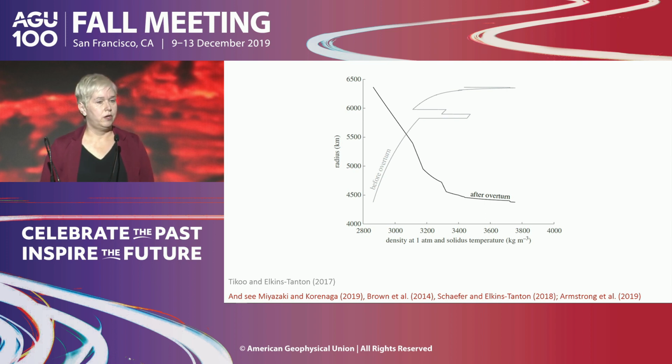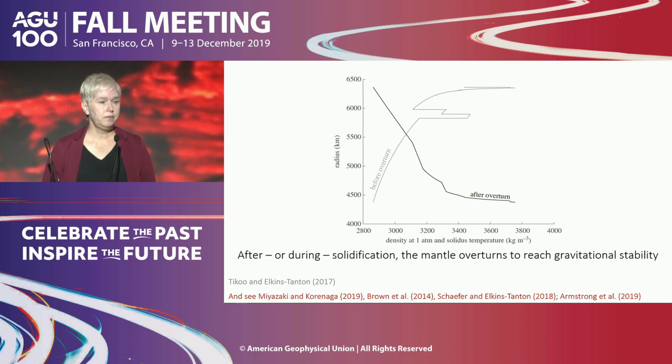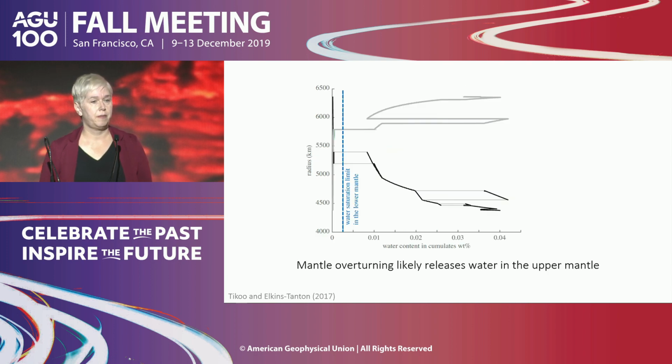The other thing to really note about this is once this has overturned, and multiple people have looked at this process, it's likely the primary part of it is likely to happen within 1 million years. It could start while solidification is still ongoing, but it's going to create a stable, non-convecting mantle to begin with. So after or during solidification, the mantle overturns to reach gravitational stability.